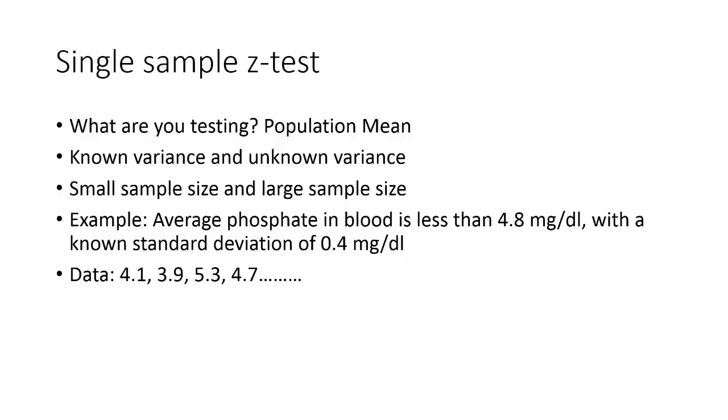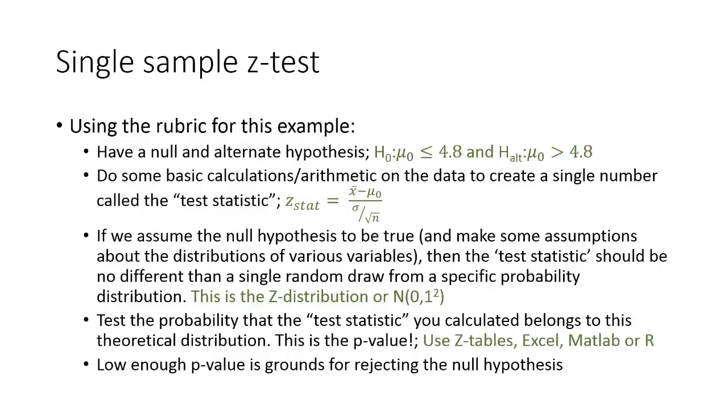Okay. So given this, we compute x bar minus mu naught. So x bar is the average of the sample, mu naught is the 4.8, the number that you're hypothesizing, sigma is the standard deviation that you're given, and n is the number of data points in that sample. So if your sample size is 10, 15, you would substitute 10 or 15. Okay, so that's how you calculate something called the z statistic.